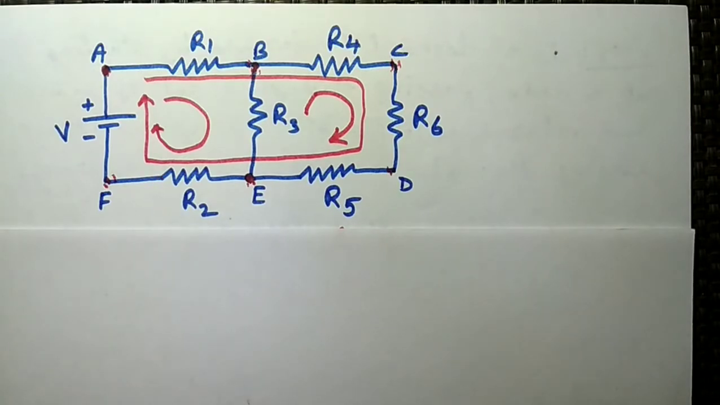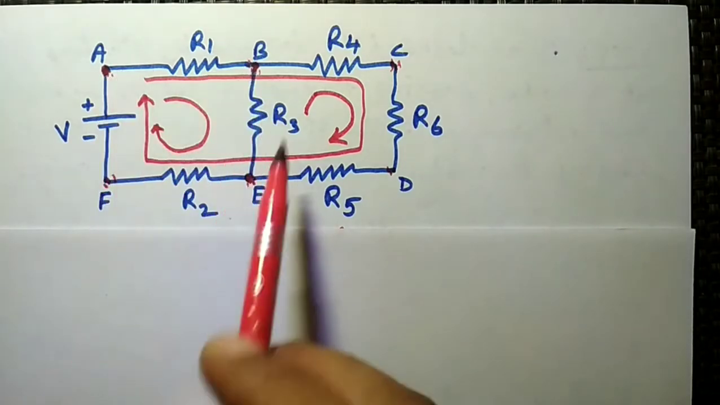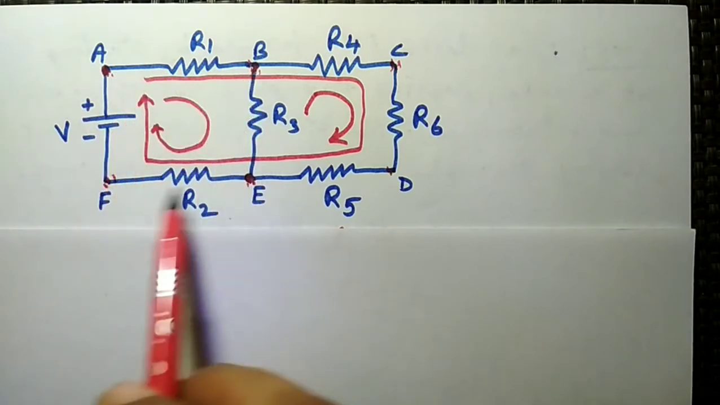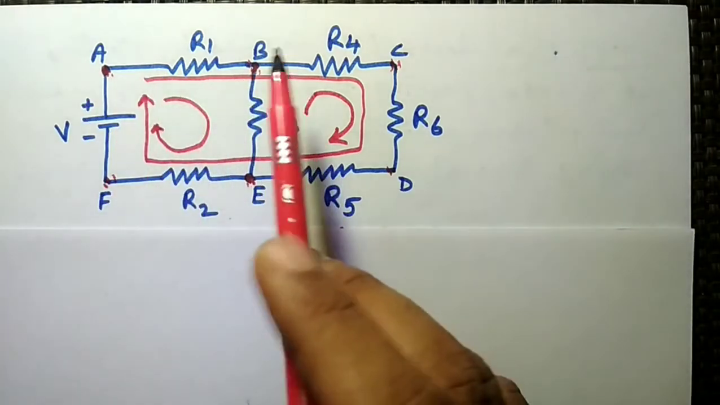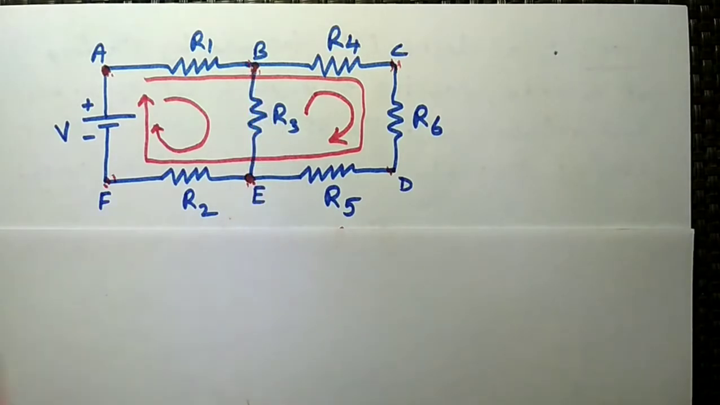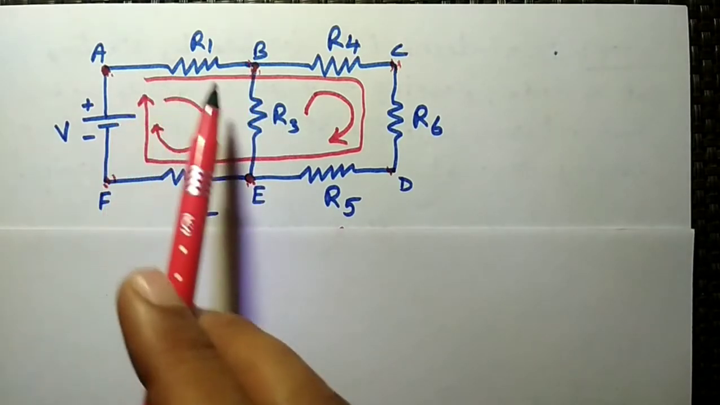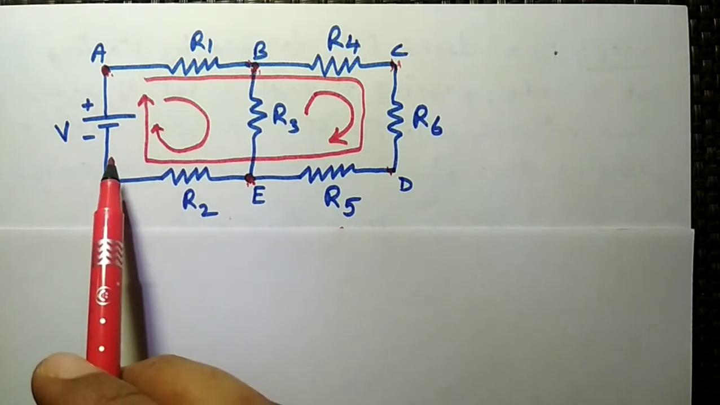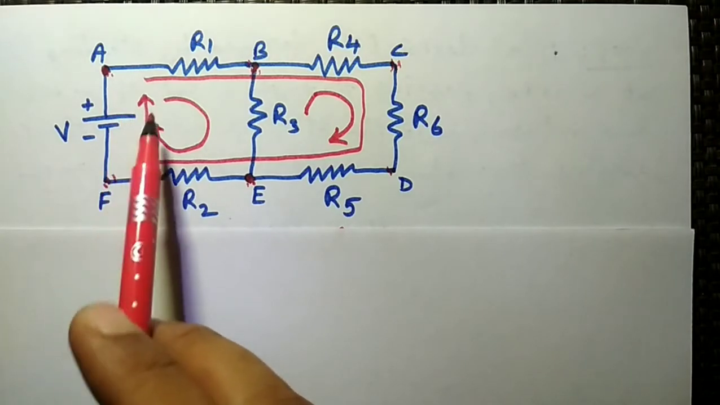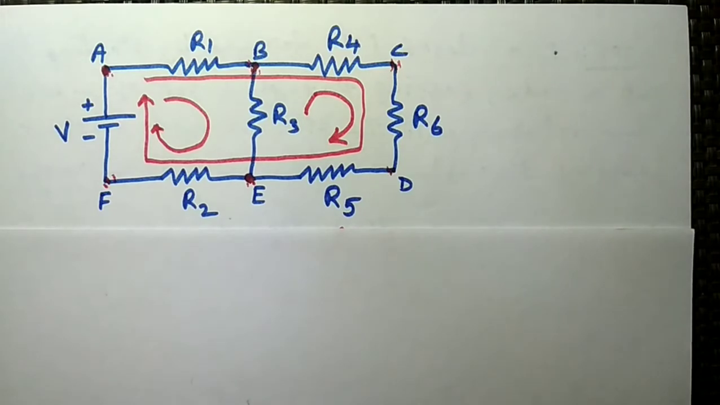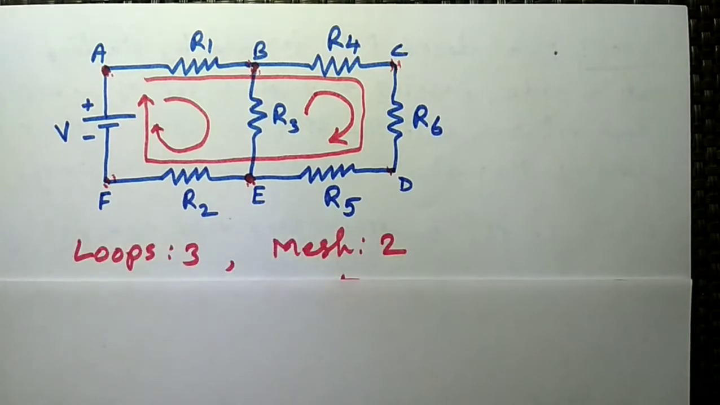If we consider the mesh, in this case we have only two meshes. The first one is A, B, E, F, A, which is mesh 1, and B, C, D, E, B is another mesh, because a mesh is the smallest closed path which should not have any other element within it. In this way, we have a total of three loops and two meshes in the given circuit.